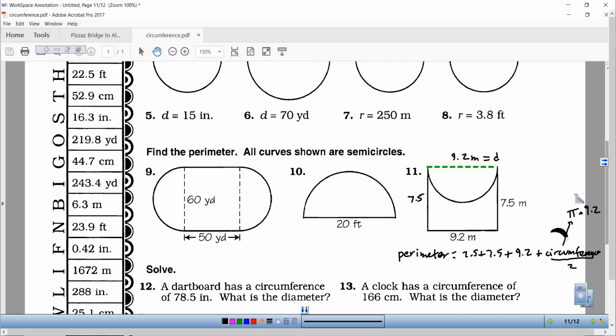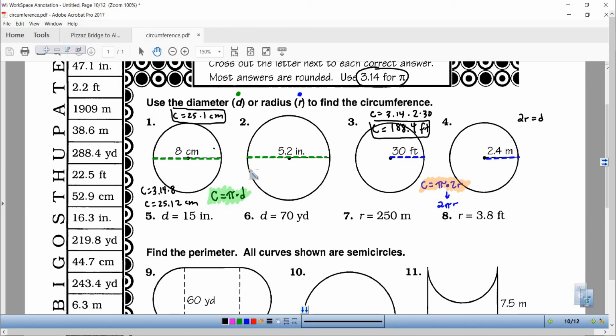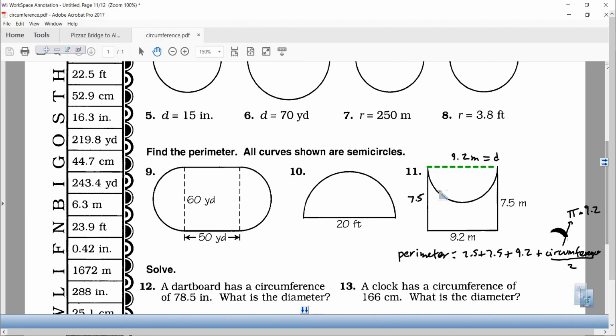All right, so I'm going to stop this video here for just the first 11 problems. For the first 8 problems, you're just finding the circumference as pi times the diameter, or the circumference as pi times 2 times the radius. And then in these next problems, we are finding the perimeter. We're adding up the distances all the way around, the straight segments plus the semicircles. This one we got lucky because 2 semicircles made a whole circle.